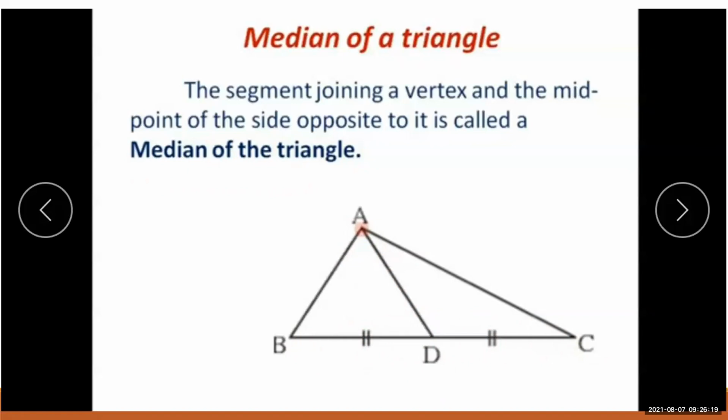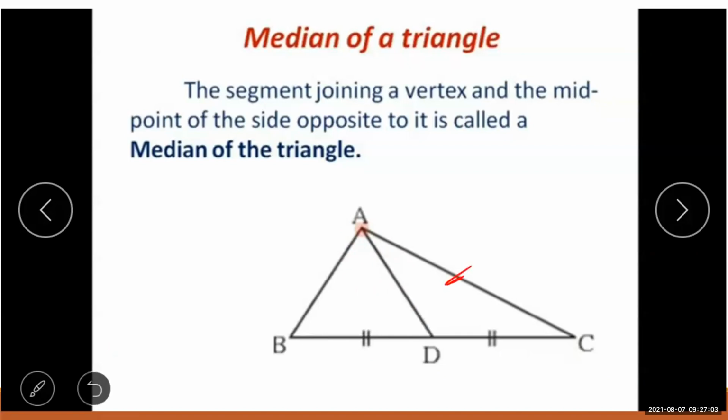The segment joining a vertex and the midpoint of the side opposite to that vertex is called the median of the triangle. As I have drawn here one median, if you take angle B, then from B we can also draw a median on segment AC. Suppose here will be the midpoint of AC.